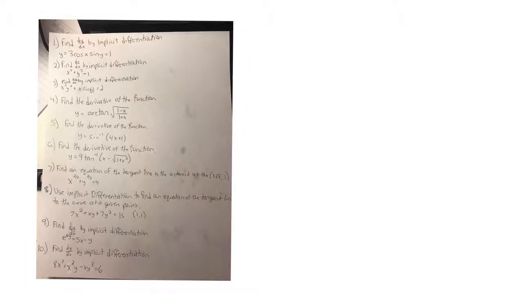All right, looking at number 2. Find dy over dx by implicit differentiation. We've got x to the 4th plus y to the 3rd equals 1. All right, so at least at first glance, this one looks fairly easy. I don't want to get too cocky. We've got x to the 4th plus y to the 3rd equals 1.